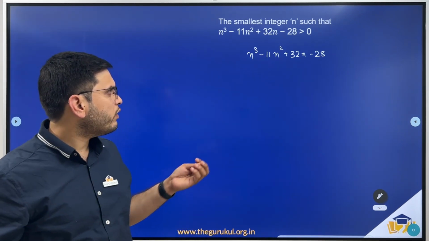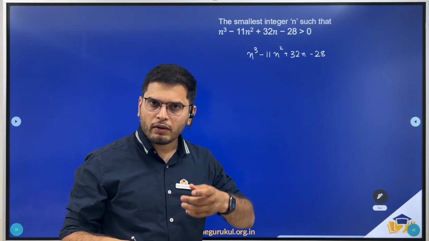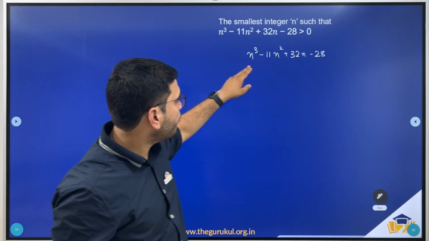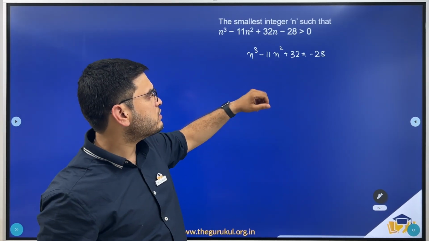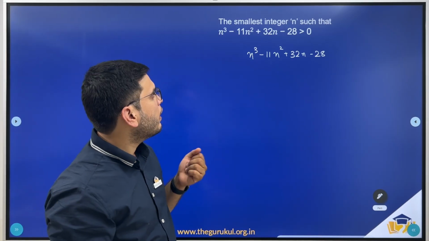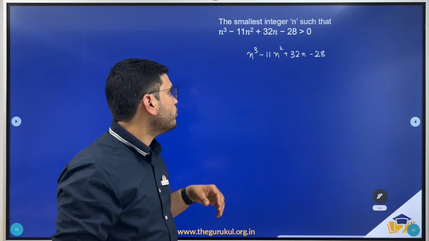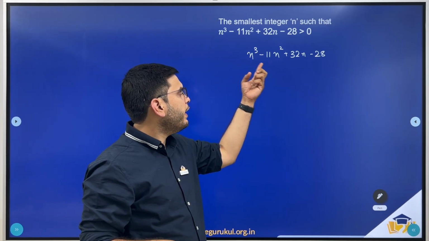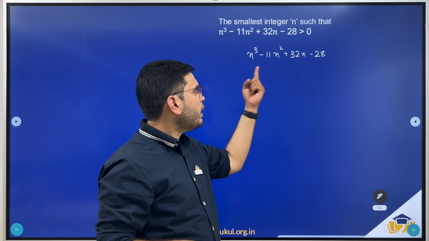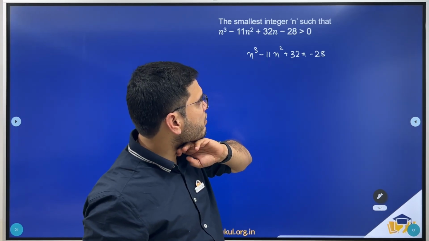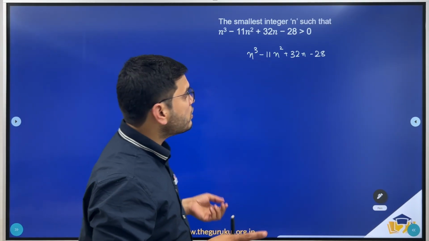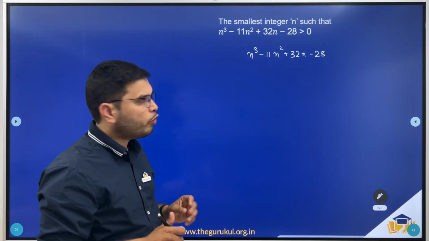Let's start by replacing the value of n with 1, to see if 1 is a root of this third degree polynomial. 1 minus 11 is minus 10, plus 32 is 22, minus 28. No, that's not 0. Now if I replace n with 2: 8 minus 44 is minus 36, minus 28 is minus 64, and 32 into 2 is 64. Yes, so 2 is a root of this third degree polynomial.